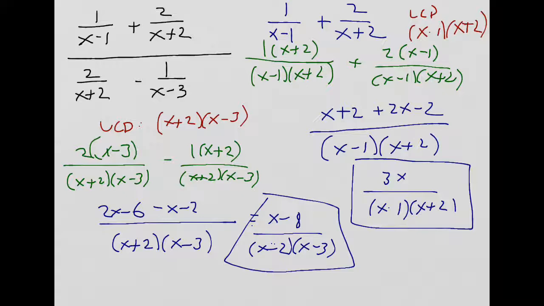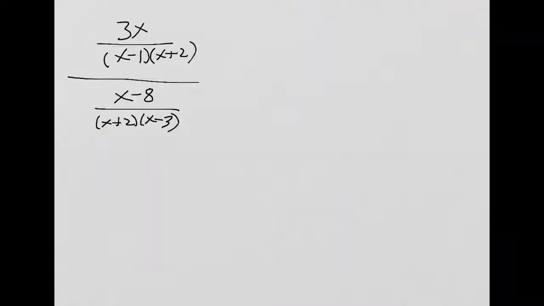All right, so now what do we want to do? Let's rewrite this whole thing so that we have the numerator as one fraction, 3x over x minus 1 times x plus 2, and the denominator is x minus 8 over x plus 2 times x minus 3. Why do we combine it? Why do we do the numerator and then the denominator separately? Remember, this is one fraction. We have a fraction divided by a fraction, and there's a nice little property that you should know that will help us simplify this even further.